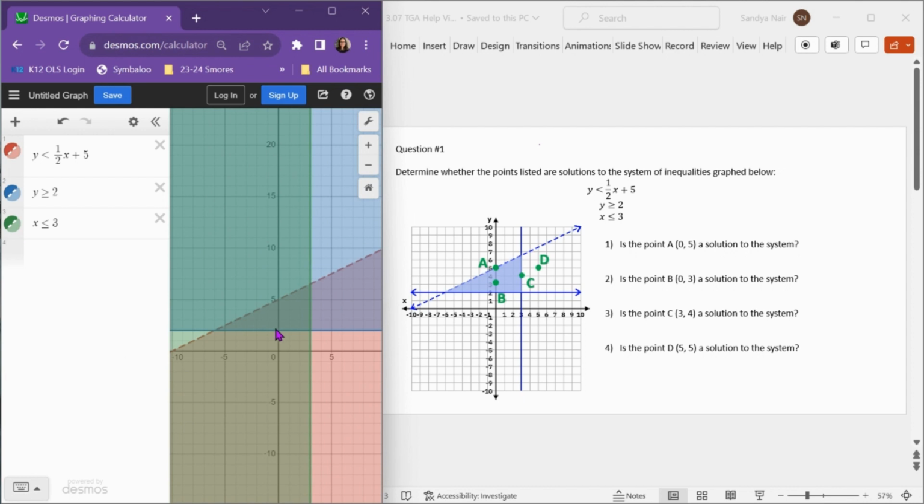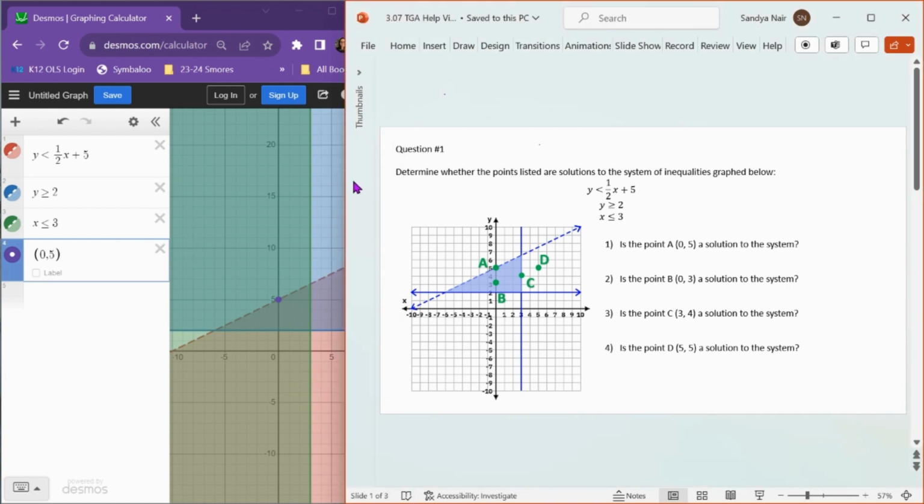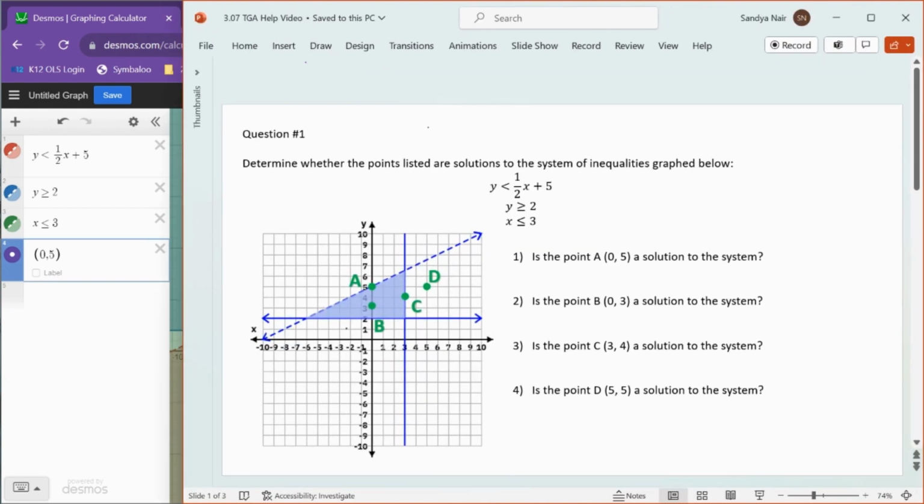You can see this triangular region right here is going to be the solution set. If you want to check if a point is a solution, you can type it in and see where it falls on your graph right here. I just wanted to show you that you have the option to use Desmos if you prefer. I'm going to go ahead and use the graph that's pictured here to do this.